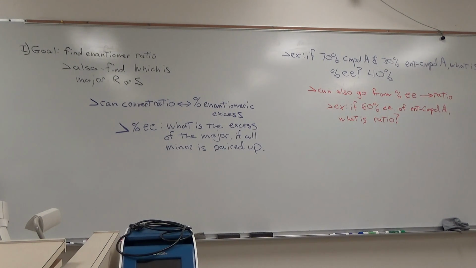Any thoughts? Make me go back to my dumb example. If you have 60% EE, it means that 40% is a 50-50 mix of nth and compound A. Okay. 60% is pure nth compound A, right? And the other 40 is a 50-50 mix of the two. So what's your ratio?